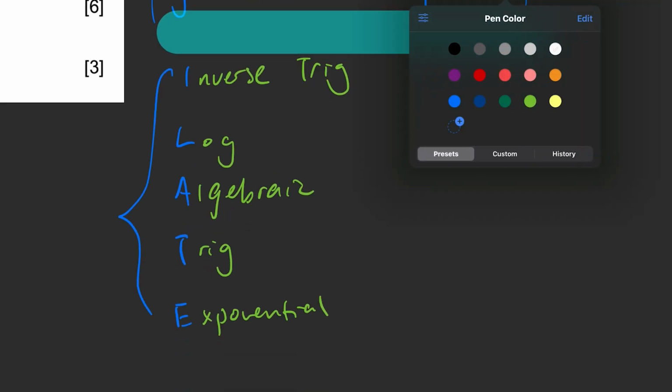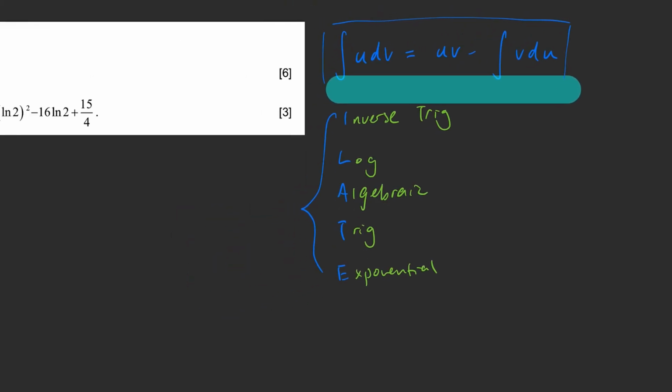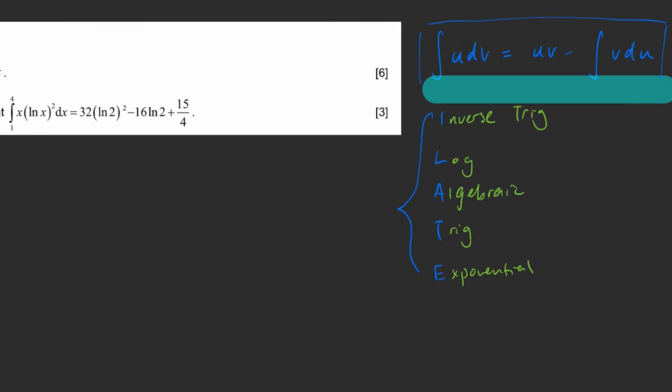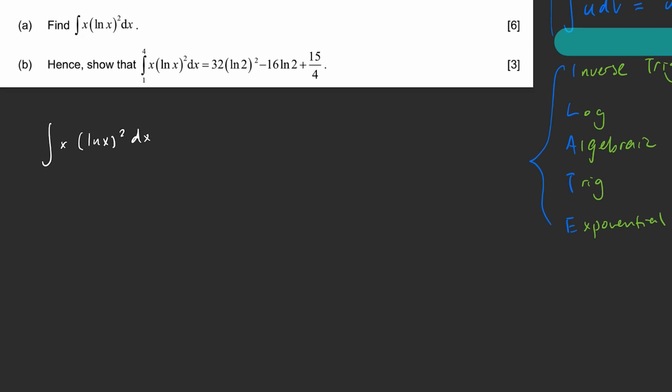Below is a mnemonic I like to use to find what function I'd like to use as my u variable. It says that we should consider inverse trig first, then logarithmic, then algebraic like x squared, 2x, then our trigonometric functions, then exponential functions like e to the x. So clearly we have a choice here of using ln x squared as our u because it is logarithmic. So we can write the integral of x ln x squared dx, and use integration by parts.